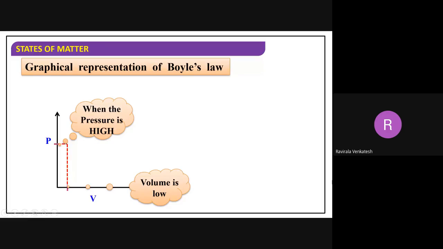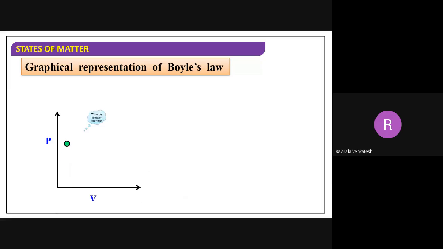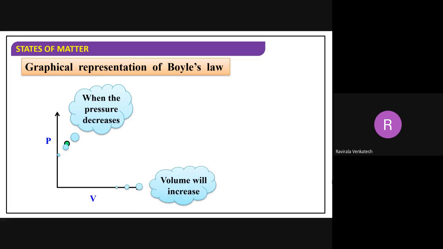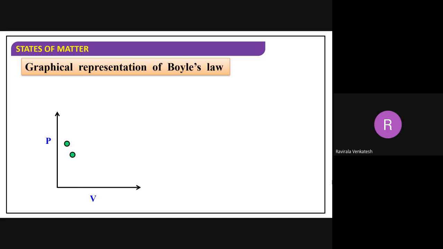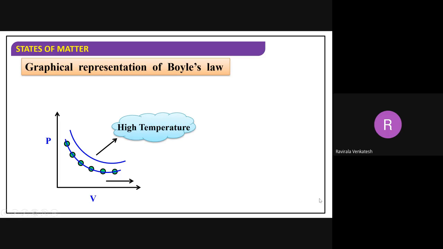Now it is decreasing, you see. When the pressure decreases, the volume will increase. This is the reason we get this type of graph. This is very simple, right? At T1 temperature, something like that, then T2 temperature, then T3 temperature. If you observe, T1 is less than T2, and T2 is less than T3, right?